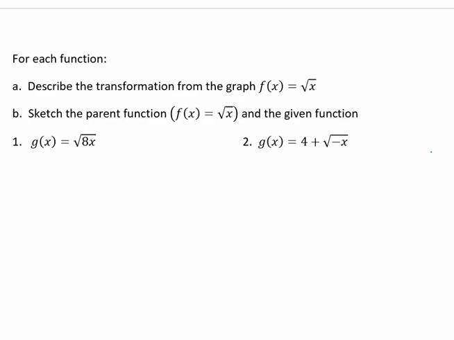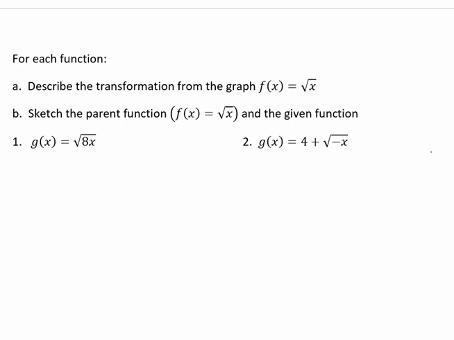So let's kind of put that to use. We're going to do some examples, and for each of the functions, we're going to describe the transformation from the graph f of x equals the square root of x, which is the parent function, so how does it change? Then we're going to sketch the parent function and the given function.